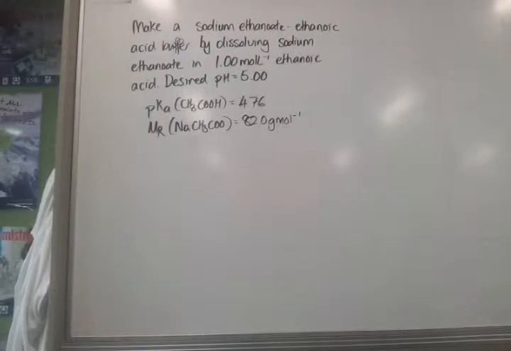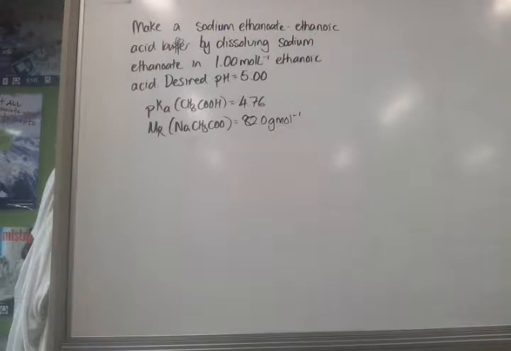Right, so the last time we looked at buffers, we were looking at how you can determine the pH of a buffer, knowing how it was put together. However, really what we want to do is to be able to make a buffer where we know what pH we want. So let's say we had a system that we had to keep at a pH of 5.00, and we had sodium ethanoate and ethanoic acid available to us.